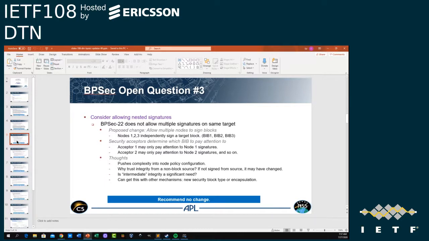The third question came from a comment from Benjamin, the Security AD. He was initially surprised that we did not allow what he called nested signatures or multiple signatures on the same target. I believe we addressed that in the comments, which is that you can run into difficulties: now I have multiple signatures on a target, which one do I believe? That certainly pushes complexity into individual nodes to say, if I have many signatures, is it one that needs to pass? Is it 3 or 4? It is complicated, and we think that the existing BIBs and BCBs and BPSec don't need to be updated for this case.